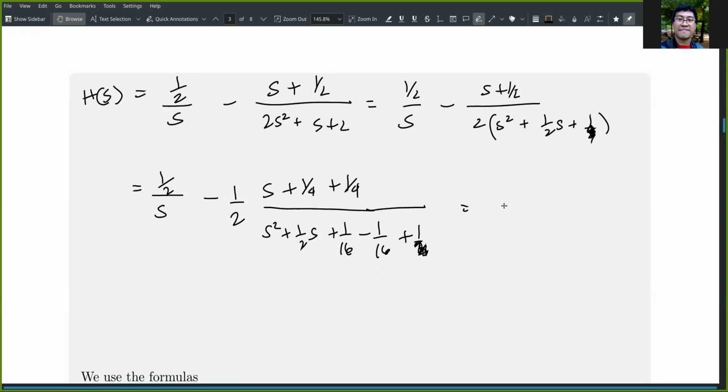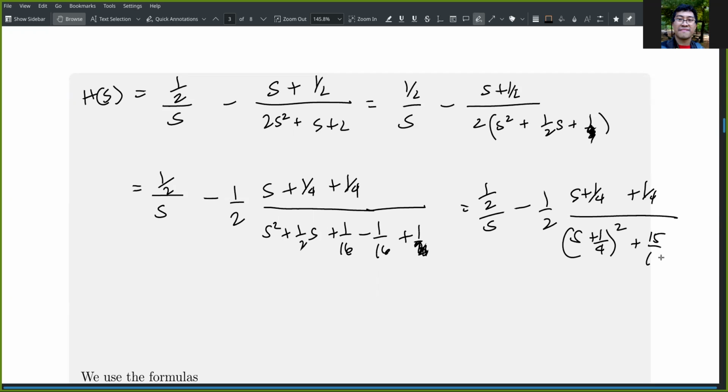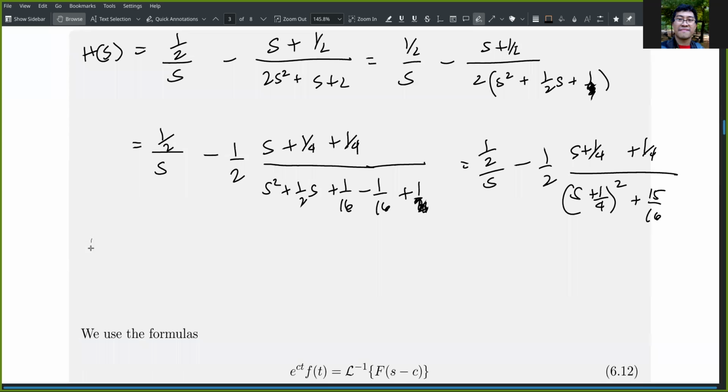Okay, so 1/2 over s minus 1/2 of s plus 1/4, plus 1/4 over, so this is s plus 1/4 squared. This is minus 1 over 16. This can be written as 16 over 16, so that's plus 15 over 16. You can take the square root of this so that you have a nicer form.